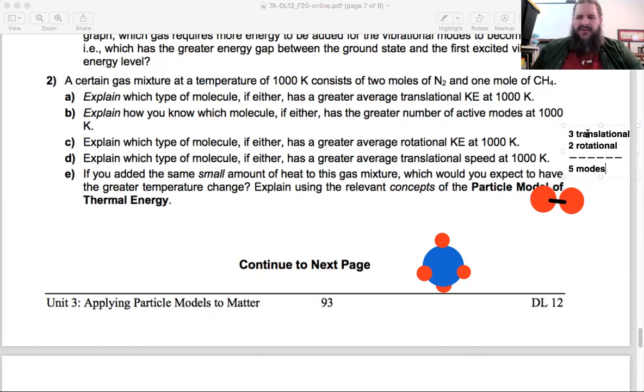The nitrogen, the N2, is going to have the 3 translational modes, 2 rotational modes, but also at high temperatures, what else would it have? Vibrational. Right. And how many of those would you expect?